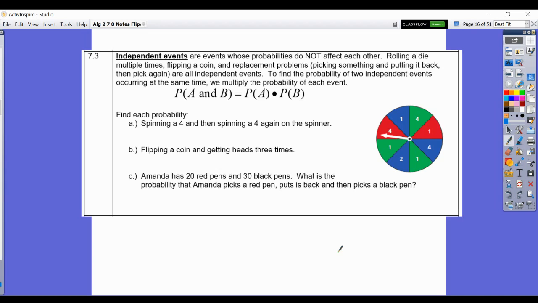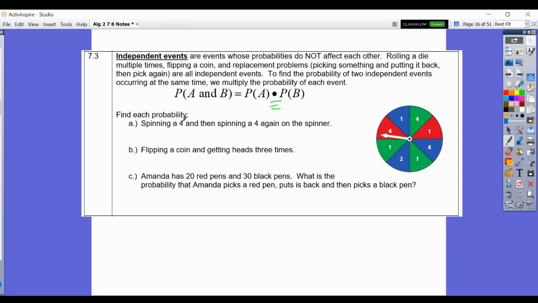Independent events are events whose probabilities do not affect each other. For example, if I roll a die and flip a coin, they're not going to affect each other. To find the probability of two independent events, we basically just apply the fundamental counting principle, which says I find the probability of the first thing happening, the probability of the second thing happening, and then I multiply them together. So let's go ahead and do a few examples.